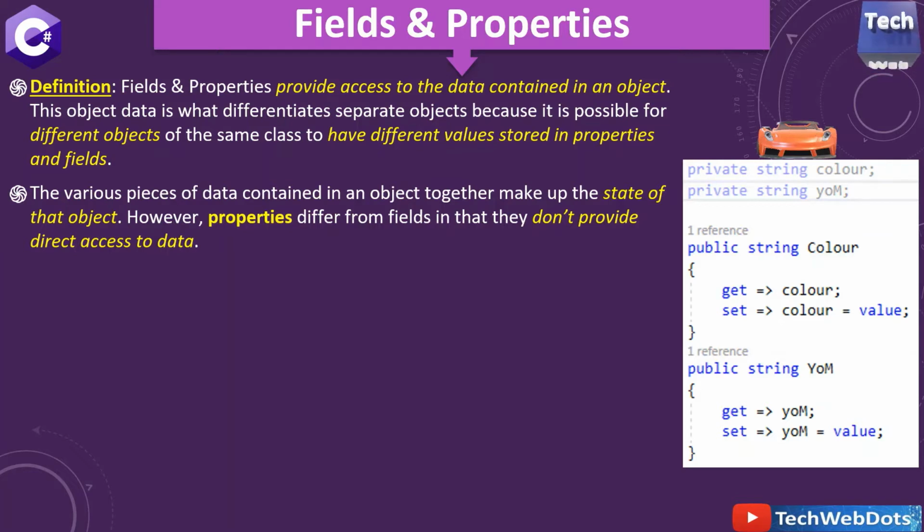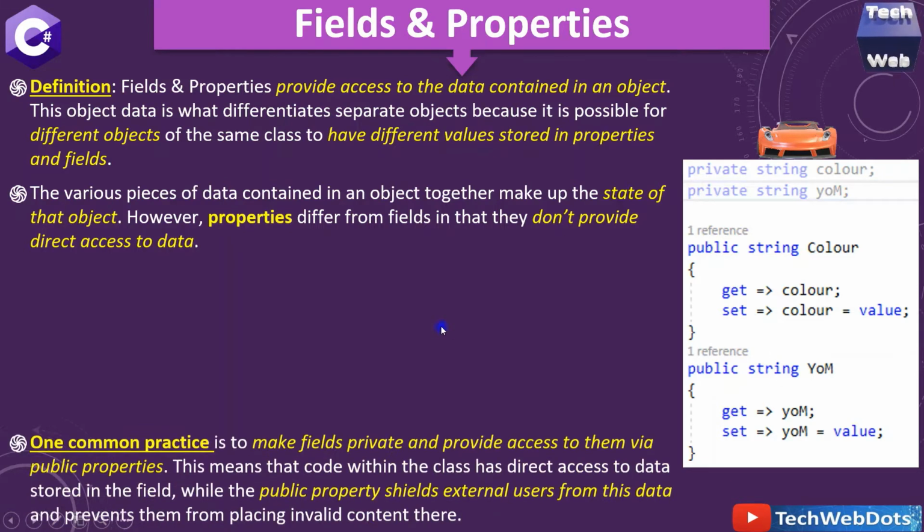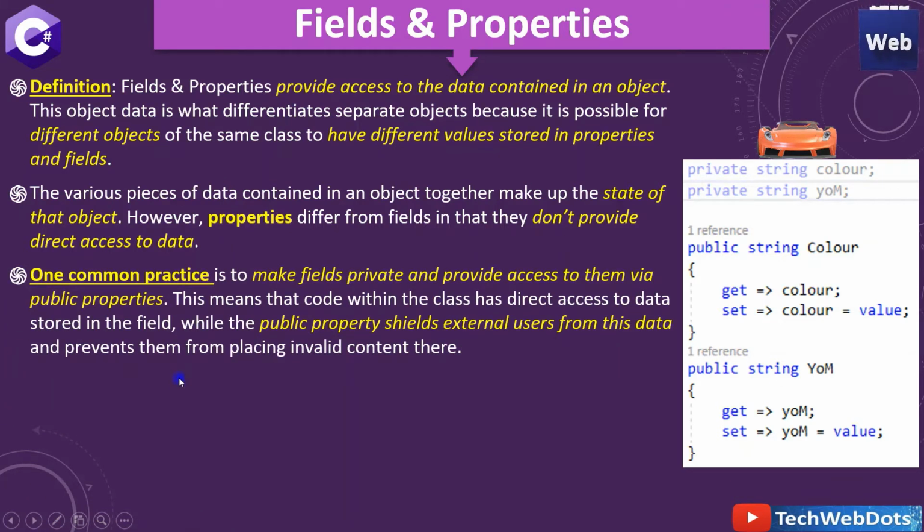However, properties differ from fields in that they don't provide direct access to data. What do we mean by this? When we say we don't provide direct access, you can see here we are using the private keyword. It means these two are not directly available. What is available? Only color and year of manufacture, because these two properties are public. And there is one common practice: to make fields private and provide access to them via public properties.